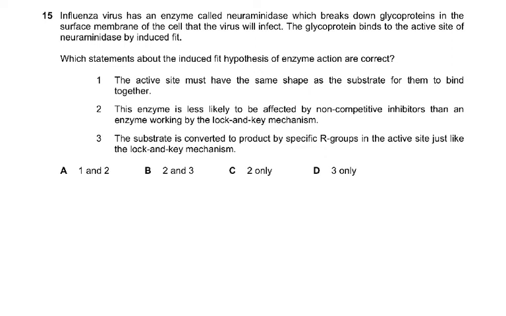The active site must have the same shape as the substrate for them to bind together. The enzyme is less likely to be affected by non-competitive inhibitors than an enzyme working by the lock and key mechanism. The substrate is converted to product by specific R groups in the active site, just like the lock and key mechanism. Now, why is this wrong?